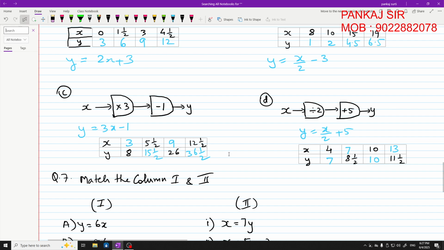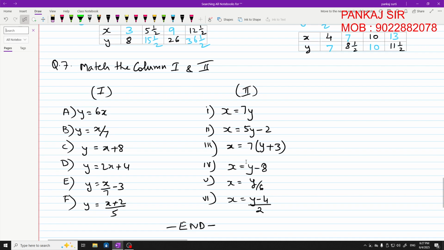Then let us come to the last question. That is match the column. Now this is y equal to 6x, the function. If y is equal to 6x, then x equal to what? These are inverse functions, right? So you just have to do the conversion. If y is equal to 6x, x will be y upon 6. So where you have y upon 6, you have it over here.